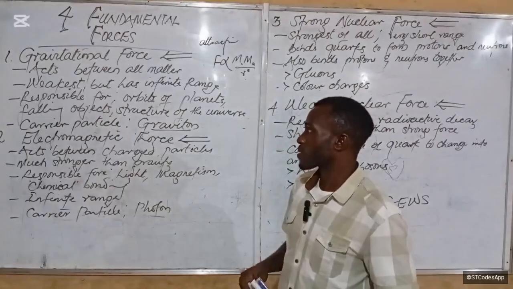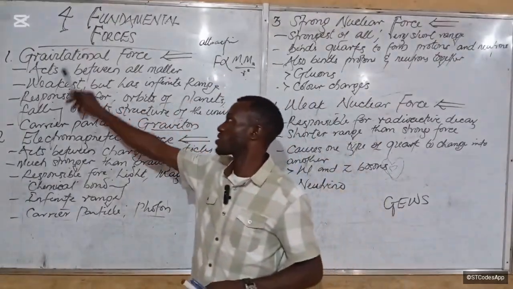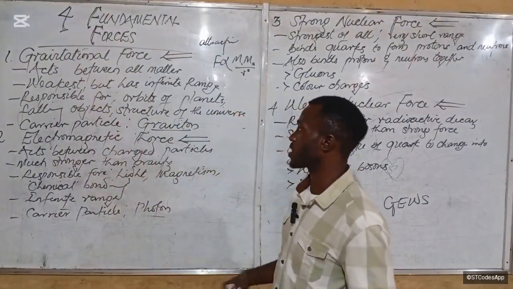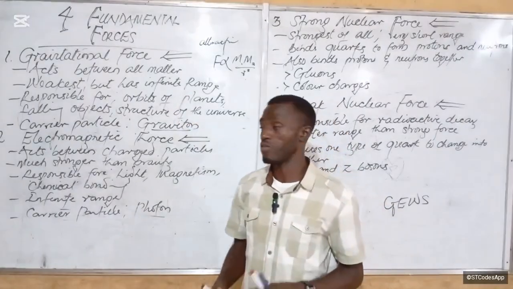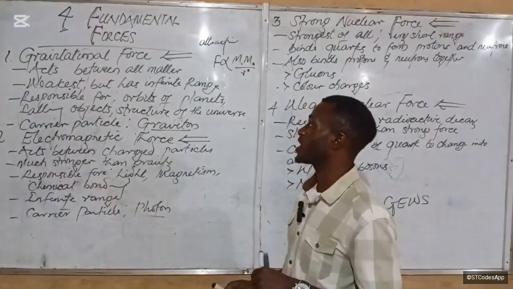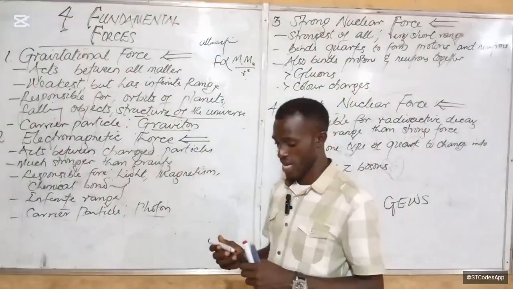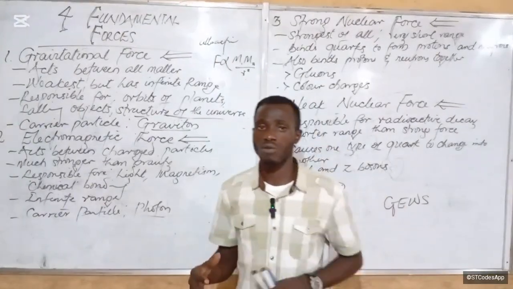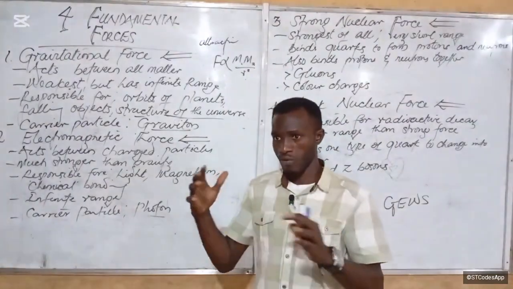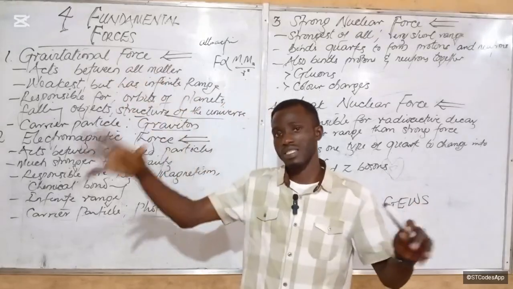Now one thing you should also know is that this gravitational force is the weakest, but it has an infinite range. So if in case you do not know, it is actually what controls the structure of the universe. Yes, if you have seen Albert Einstein's analogy of how space is.